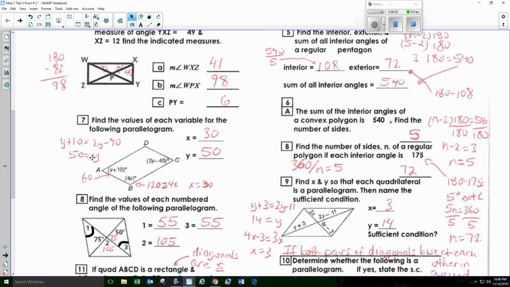So solve for y, and you get y is 50. Put it down there. Now, this angle is not 50, it's 50 plus 10, so it's 60 degrees. Same with this one. These are supplementary. So if that's 60, that makes this angle right here 120 degrees. So I said that 120 is equal to 4x, divide by 4 on both sides, and you get 30.